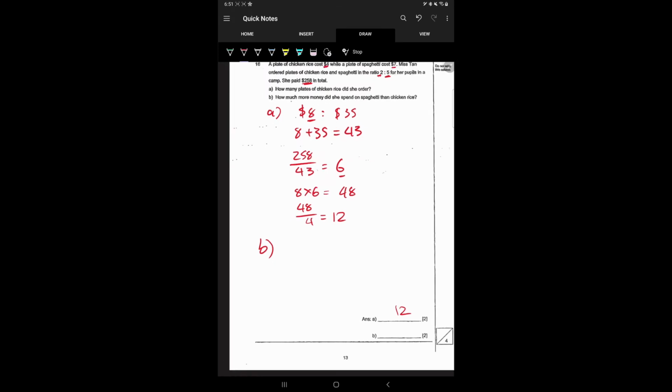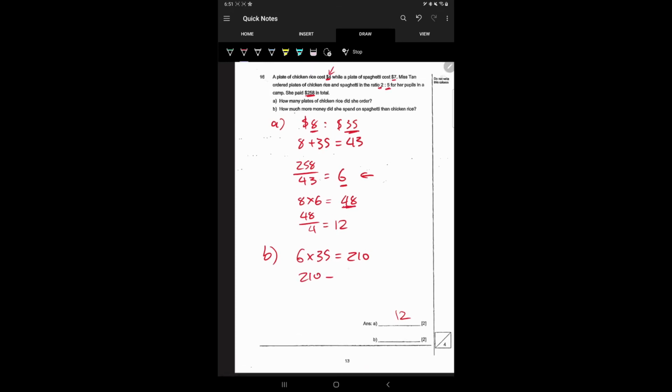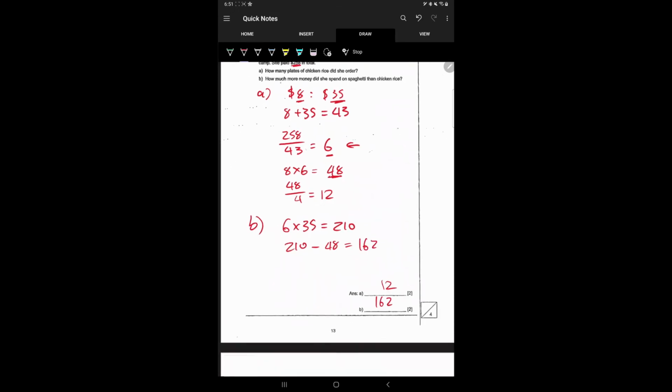How much more money did she spend on spaghetti than chicken rice? Same thing, you know per unit is 6. You got 35 here. 6 times 35, you get 210. 210, you get minus 48, which is how much you spent for the chicken rice. It's $162.